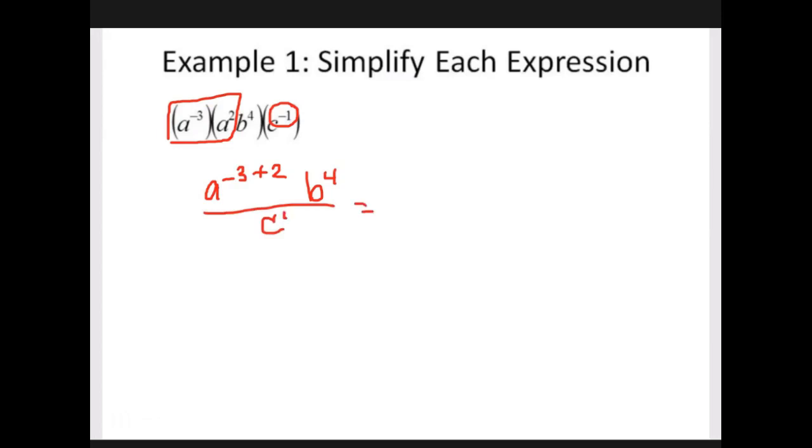So that gives a to the negative 1, b to the 4th, all over c. But once again, we cannot have a to a negative exponent, so we drop that down. And our final answer is b to the 4th all over ac. And again, there are a few ways you could have gone to that. Maybe you took your steps a little differently, but you need your final answer to be b to the 4th all over ac.